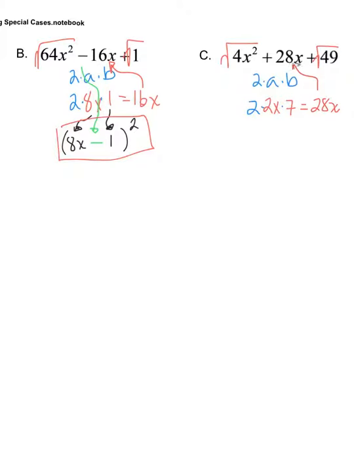So it matches. So immediately I know it factors into this pattern. And then the 2x goes here, and the 7 goes here. And the sign of my middle term is positive, and that goes there. Easy.